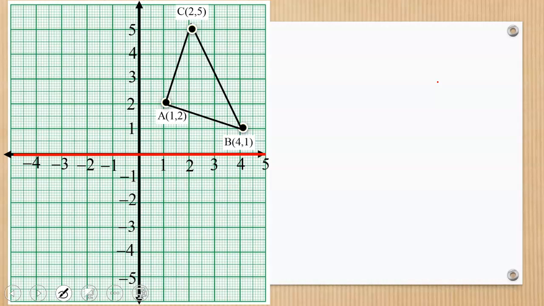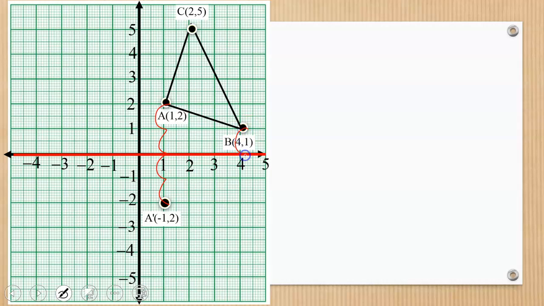If this x-axis becomes our mirror line, then again, we are going to start with the points, moving them vertically. So point A, I'll move 1, 2 to the mirror line, and I'll do the same thing, 1, 2, to the image.